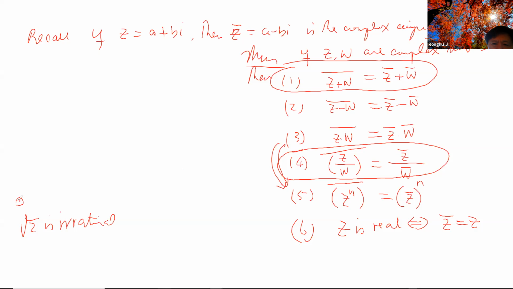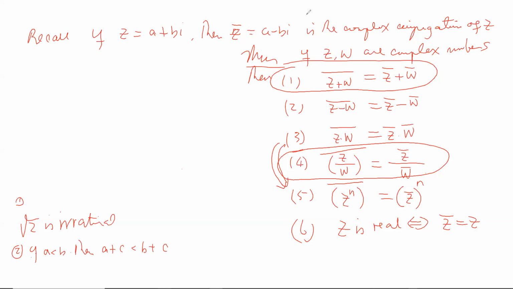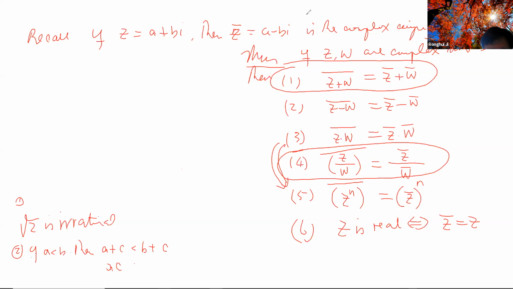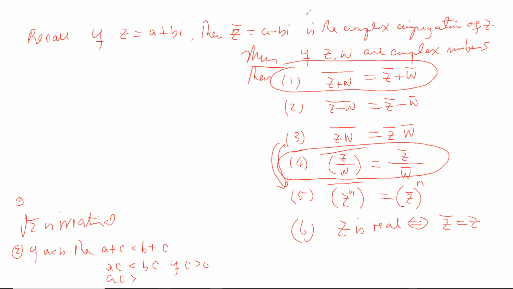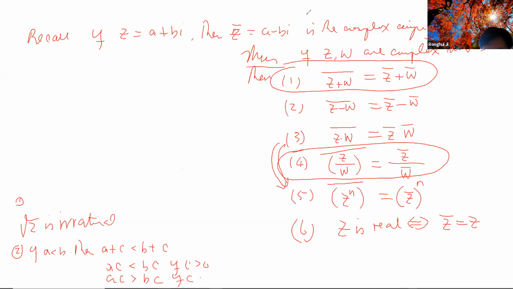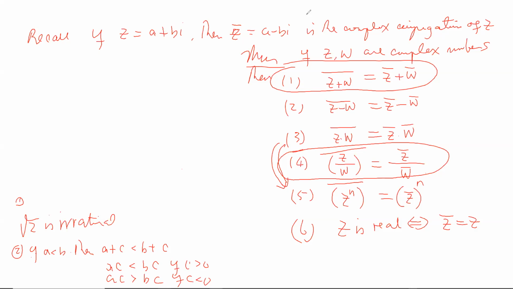And the second theorem we learned is what? If A is less than B, then A plus C is less than B plus C. Do you agree? I think I know another one. A times C is less than B times C if C is positive. A times C is greater than B times C if C is less than 0. Agree? We also learned the zero factor theorem.